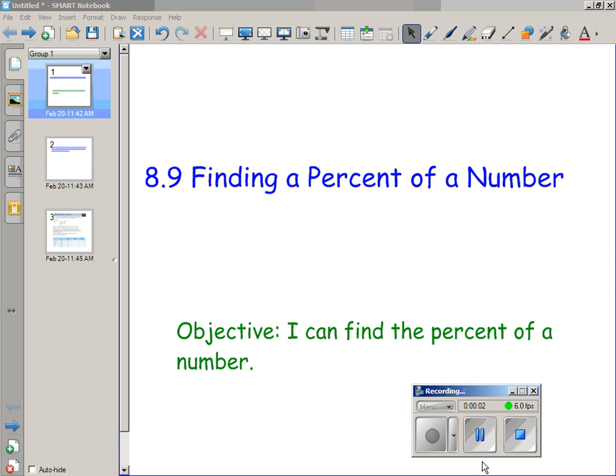I want to start by thanking you for being diligent and watching these lessons online. In our lesson today, we're looking at lesson 8.9, finding a percent of a number, and our objective is I can find the percent of a number. So by the end of the lesson, you should be able to do that.